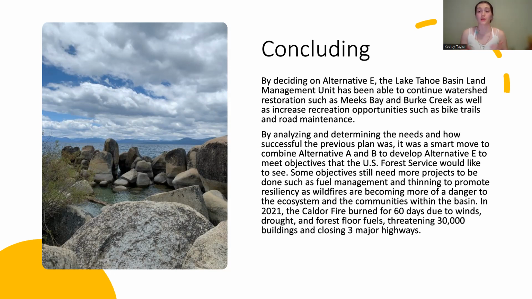In 2021, the Caldor fire burned for 60 days due to winds, drought, and forest floor fuels, threatening 30,000 buildings and closing 3 major highways. It was a major threat to the southern end of Lake Tahoe, so South Lake and Meyers. It also ran through Sierra-at-Tahoe ski resort as well, so threatening the recreation opportunities through that.